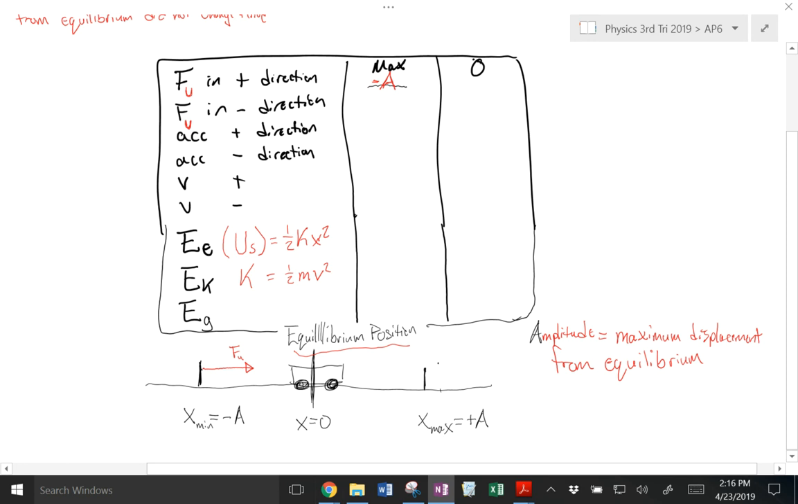What about low-hanging fruit here? What about when is F at its most negative value?